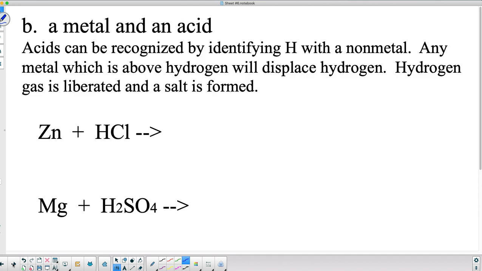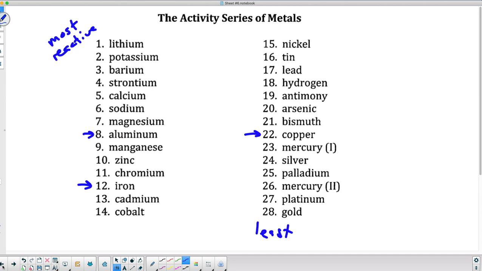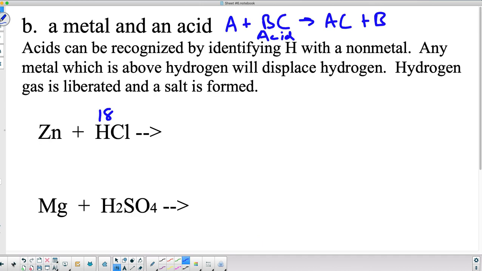This is still A plus BC yields AC plus B. Exactly the same. The only difference is that this part right here is an acid, and the only difference that makes is that hydrogen, if you look on the activity series back here, is always number 18. So I'm going to get rid of these arrows, and you can see there's hydrogen. Any of those that are above hydrogen, from lithium to lead, from 1 to 17, are going to react with acid, and those that are below, antimony down to gold, will not react with acid. That's the only difference. It doesn't really mean anything different.